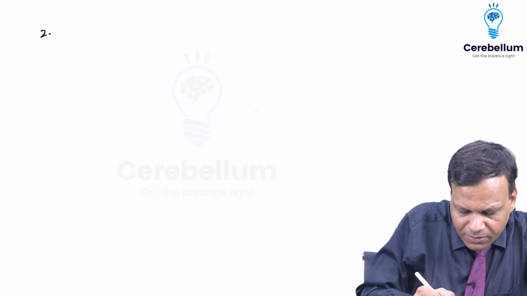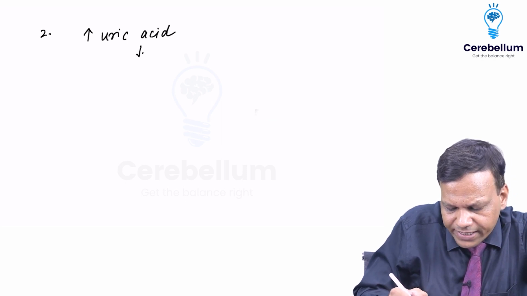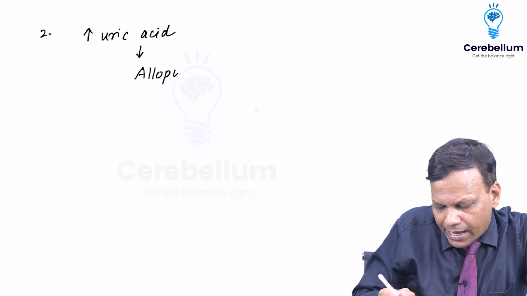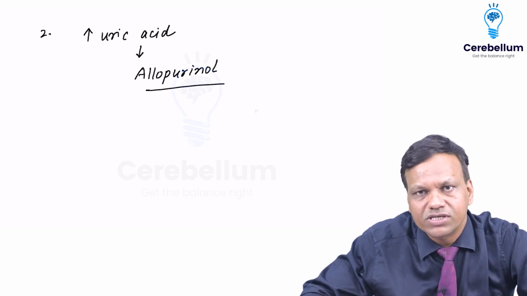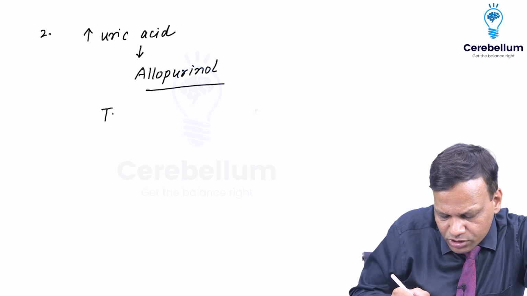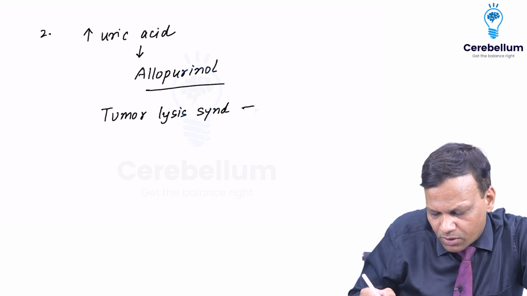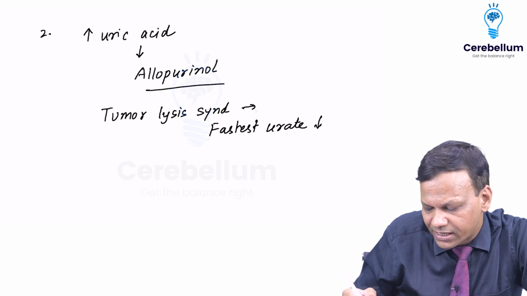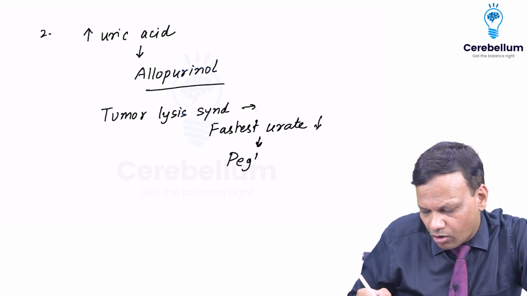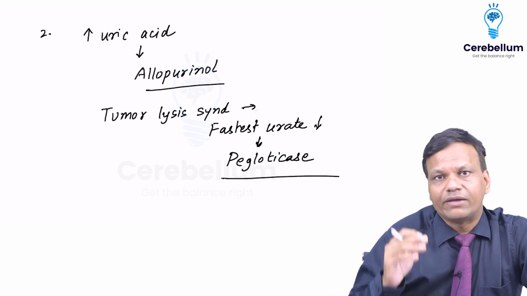Then second, there may be hyperuricemia. Usually along with the anti-cancer drug, we give allopurinol. Allopurinol inhibits the formation of uric acid and can be used to prevent hyperuricemia. But if there is already severe hyperuricemia due to tumor lysis syndrome, then the fastest urate lowering agent is rasburicase, basically a recombinant uricase enzyme. It will metabolize the already present uric acid. Okay, so that is for hyperuricemia.